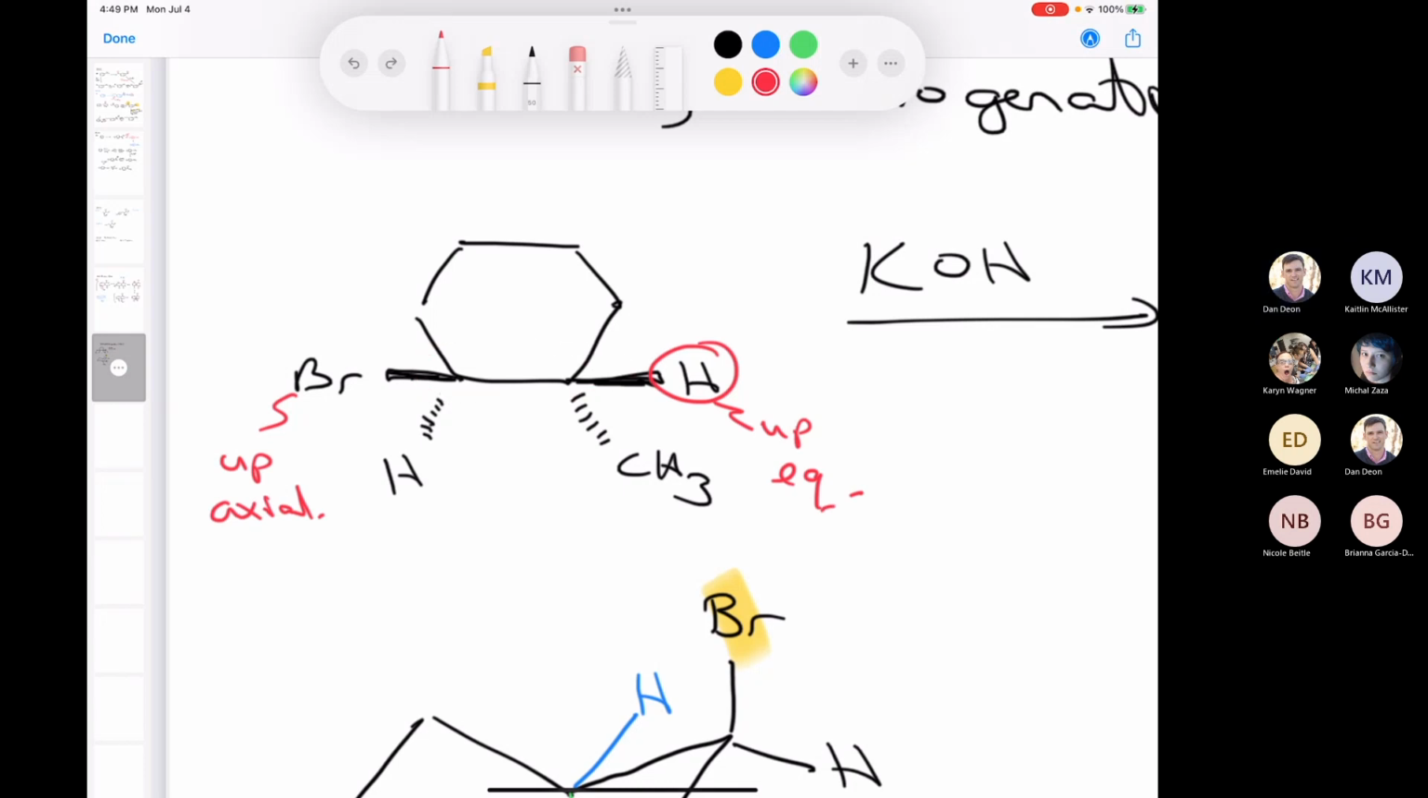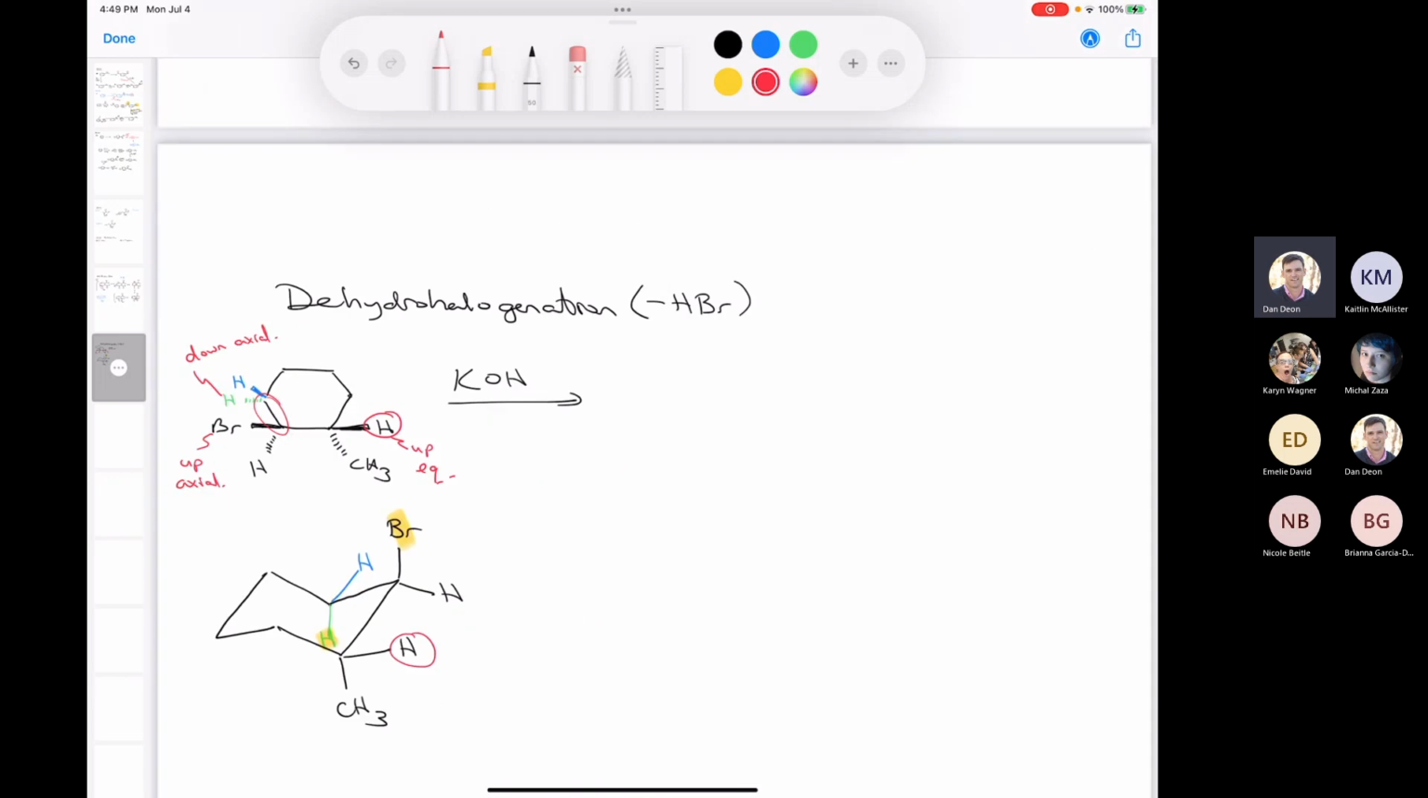It's impossible. But if you draw these two protons in, so if I draw the hydrogen going up, and then I draw a hydrogen going down like this, if the bromine is up and axial, that would mean that this hydrogen is down and axial. So I can form a double bond here. Therefore, after the elimination, the only possible thing I could have would be something with a double bond here, and then I've still got this methyl group that looks like that.